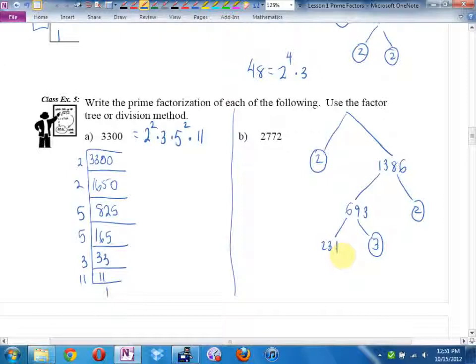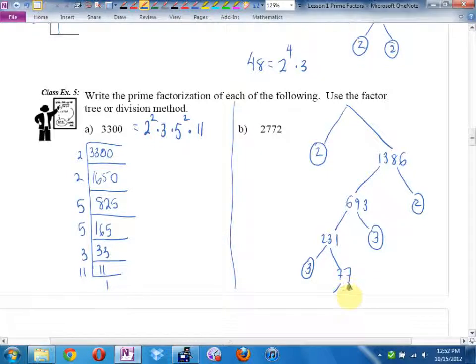Three works again? Yep. Yeah, it does. 77. 3, yoink. 77, and I can break this down, except I'm running out of room. 77, that I can do into 2 prime numbers in my head. 77 is what times what? 7 and 11.